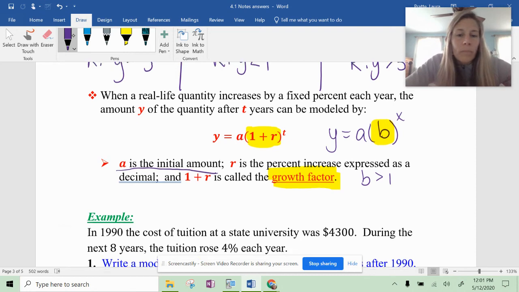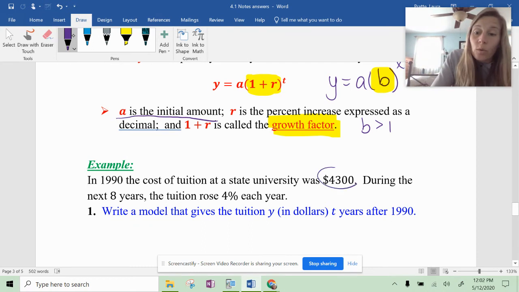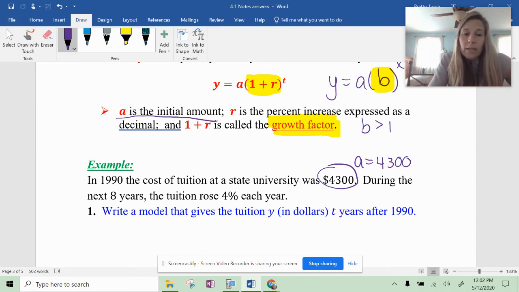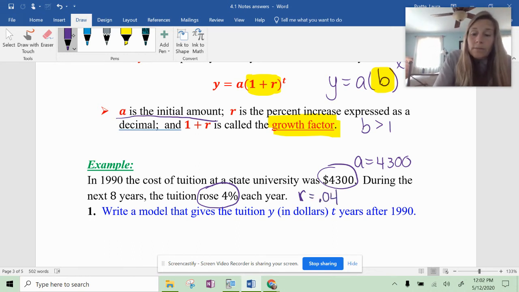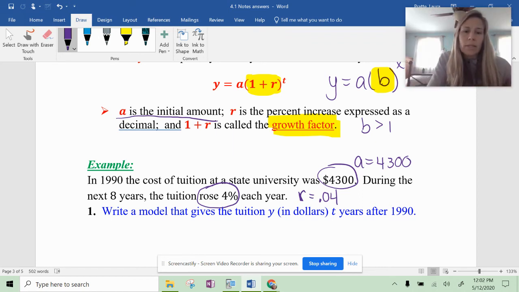Okay, so in 1990, the cost of tuition at a state university was $4,300. So A equals $4,300. That's our initial or starting amount of money. Then over the next 8 years, the tuition rose 4% each year. So that R, that rate is 0.04. So writing a model that gives the tuition in dollars T years after 1990. Now, oftentimes the T, if it's representing time, that's really the X value. So on your calculator, you're going to use X, but it's representing time in these types of problems.